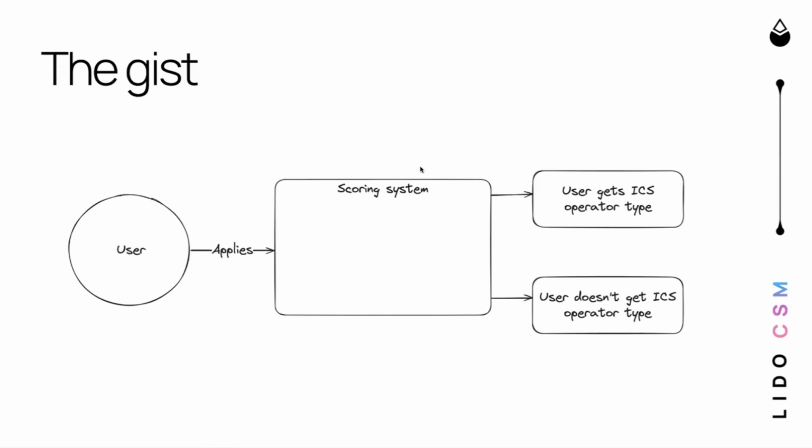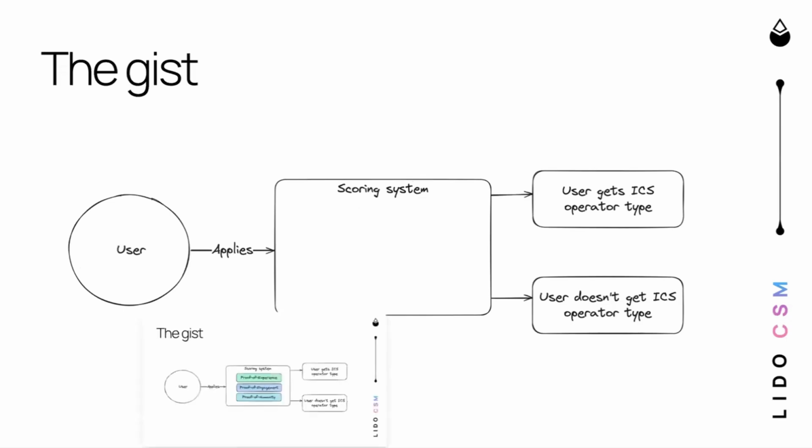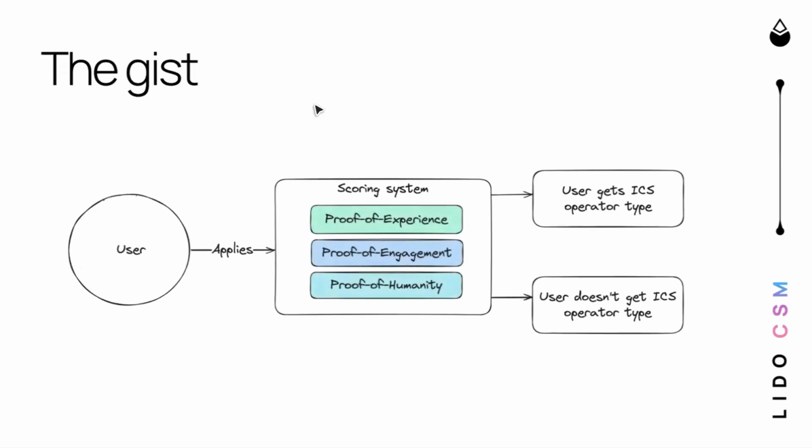So the points inside the score system can be earned by providing addresses which contain proof of these 3 different categories that I cannot show you for some reason. Yes, I can. So the scoring system consists of 3 main categories that can help users get the score within the scoring system. And now let's talk about each of those.